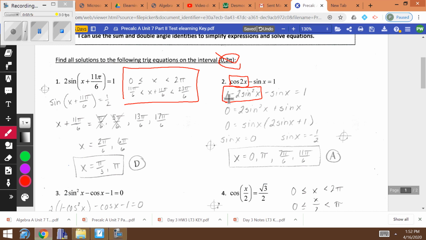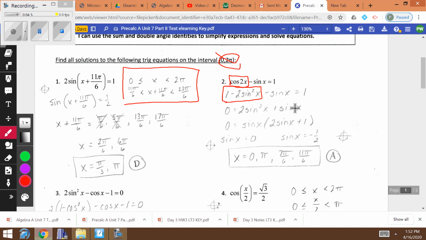So now that we have that, we notice that we have a quadratic, so I set it equal to 0. I moved it all to the right side to keep the 2 sine squared of x positive there. And now that means I can factor it.